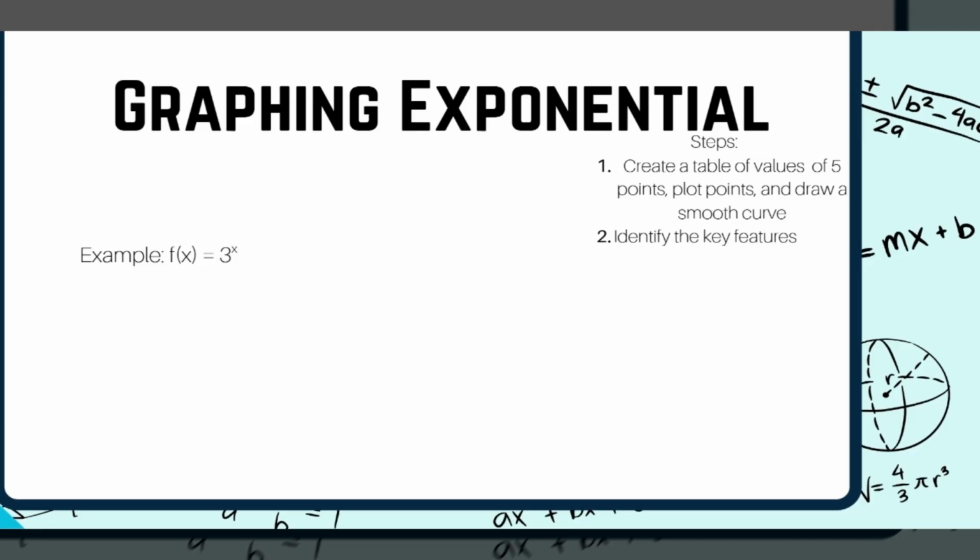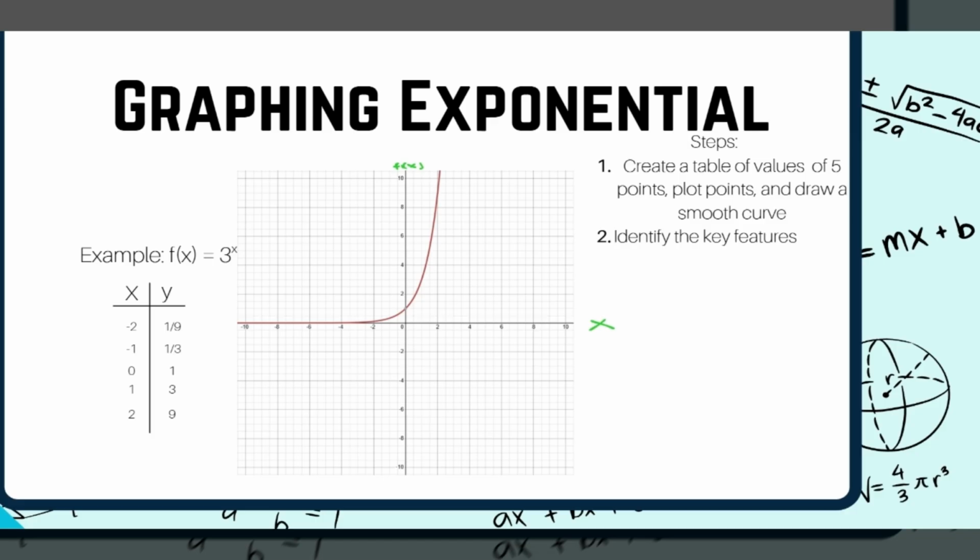F of x equals 3 to the power of x. We start by creating a table of values. Since this is already a parent function, we have no transformations to apply. We can just go on and plot the points and draw a smooth curve. We always want to label and draw our horizontal asymptote, which is located at y equals 0.